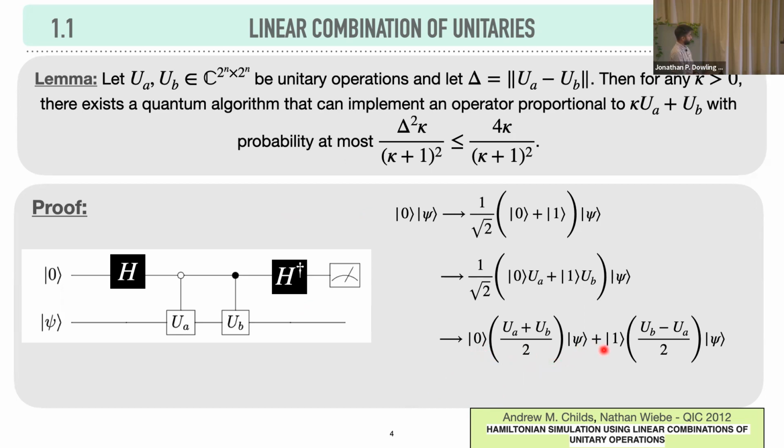And you fail whenever you measure your ancilla qubit in this state. And in general, that's the probability of failure.